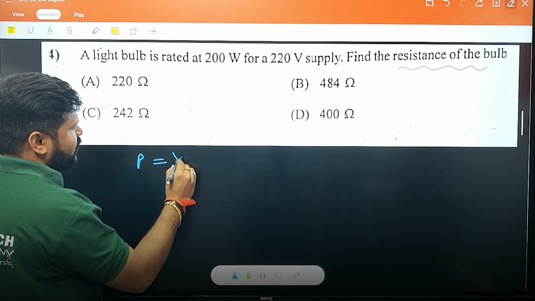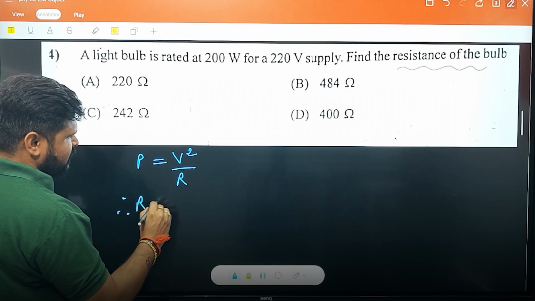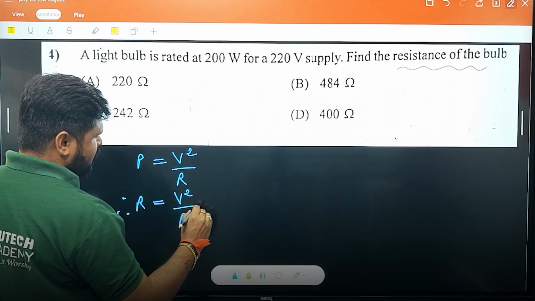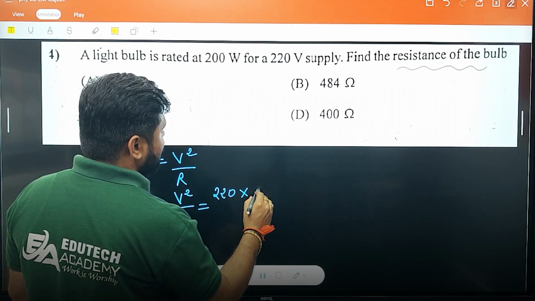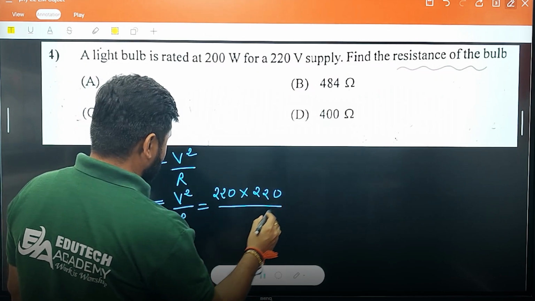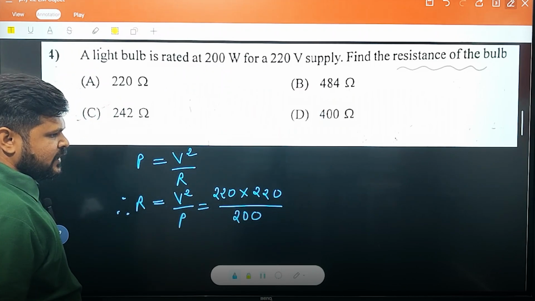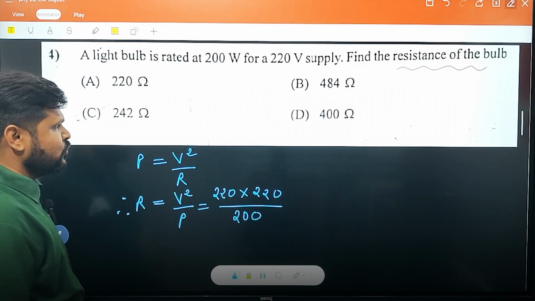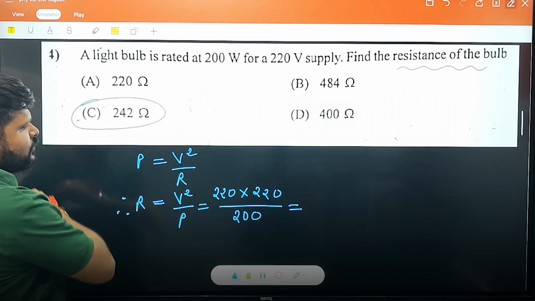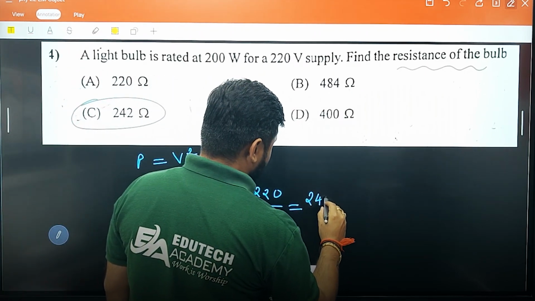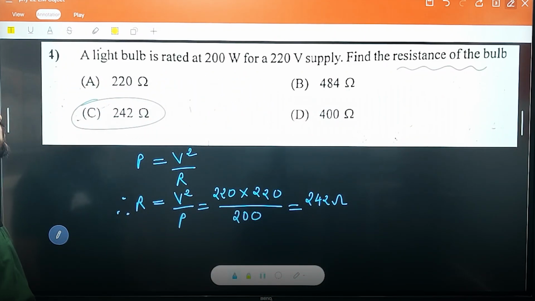What is the formula of power? That is V square upon R. Just make resistance R the subject. That is V square upon P. What is the value of V? That is 220. So 220 into 220 divided by P. Power is 200. Both zeros are cancelled. 22 into 22 divided by 2. So your answer will be 242 ohm. If you solve this on your calculator, your answer will be 242 ohm. So this is the simple MCQ, MCQ number 4.